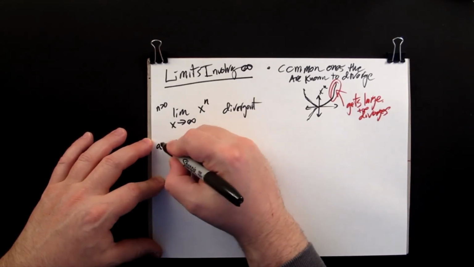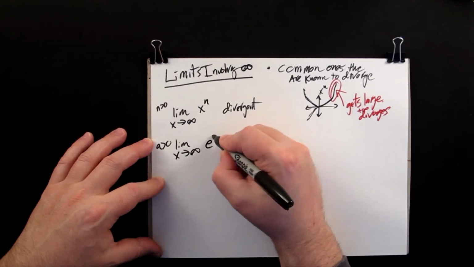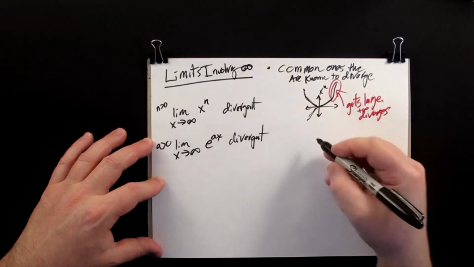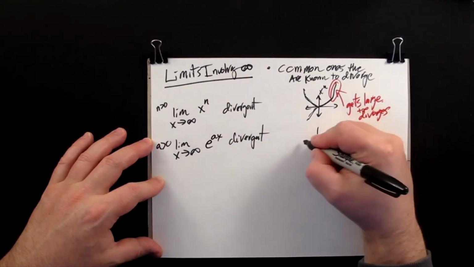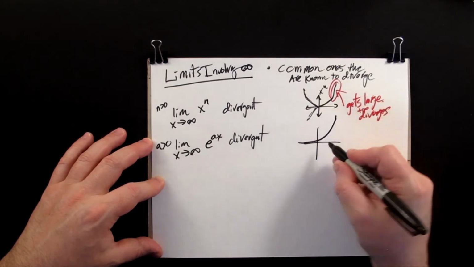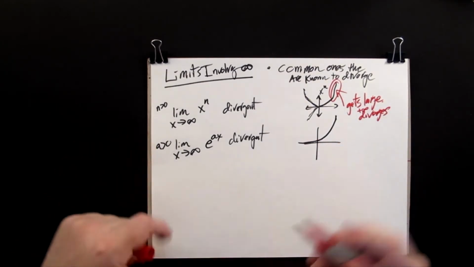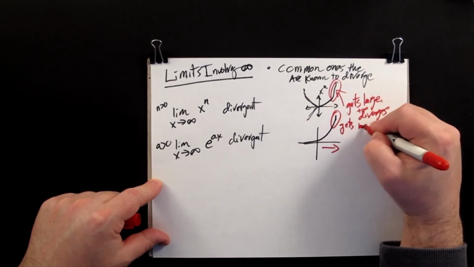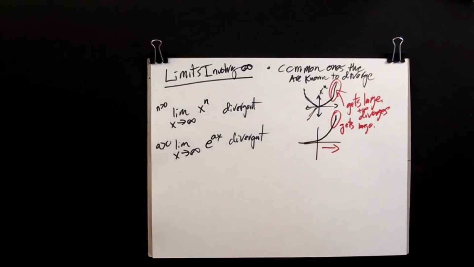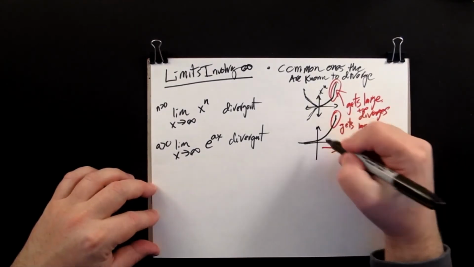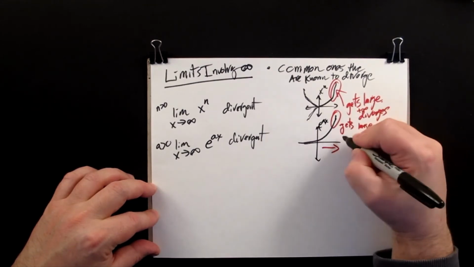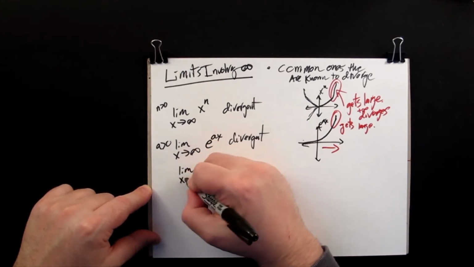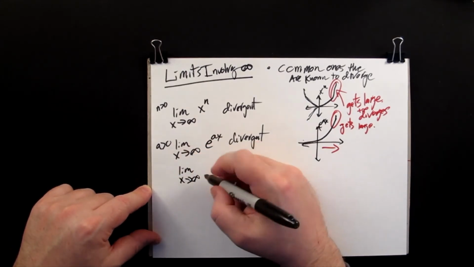X going to positive infinity, a is greater than 0. We're going to be looking at e to the ax. This is also divergent. The graph looks like that. This is the exponential curve. And as x gets big, this also gets large.